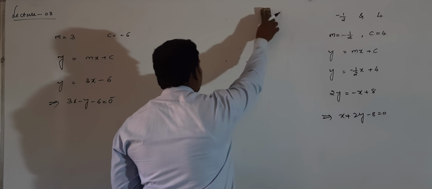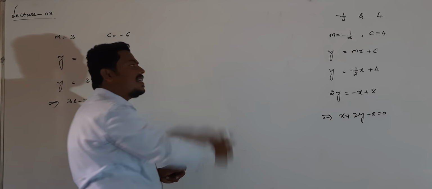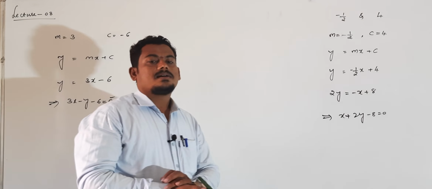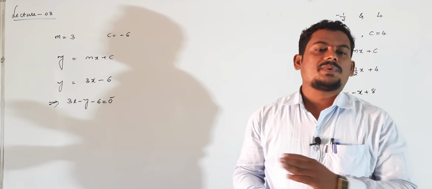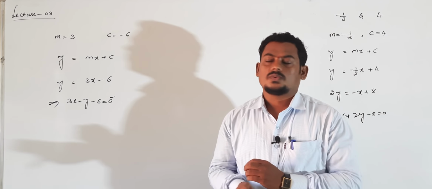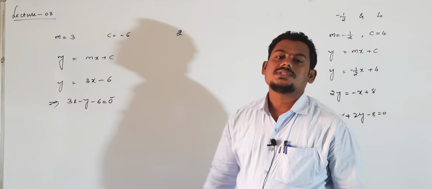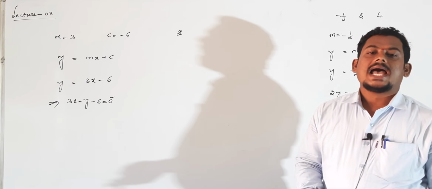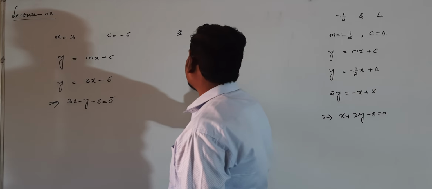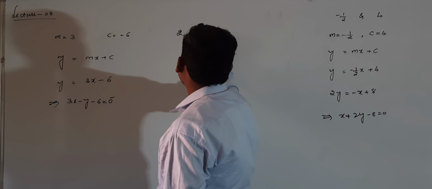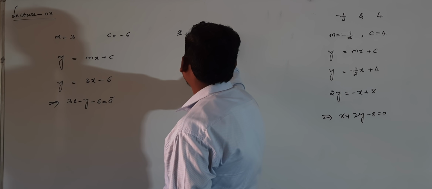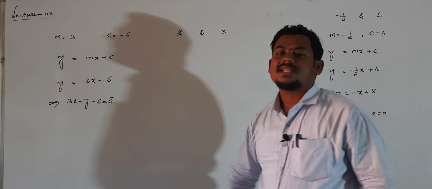Next, find the equation of the line whose slope is 2 and x-intercept is plus 3. In this case, what have they given?